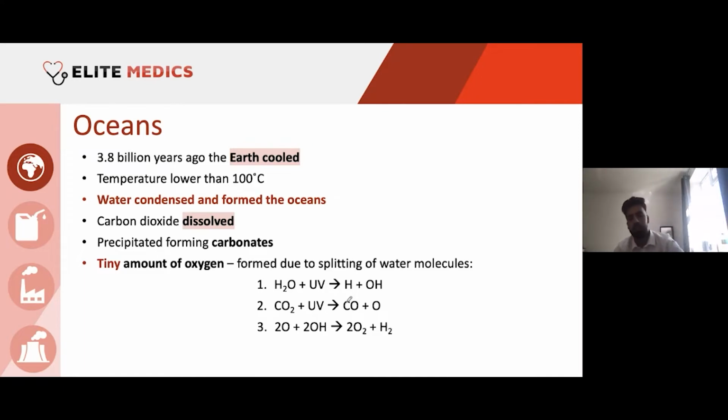So note that it's not the majority, only a tiny amount of oxygen is formed here. You'll see where the majority of the oxygen comes from, but you just need to remember that the key role the oceans had was dissolving CO2 and precipitating to form carbonates.